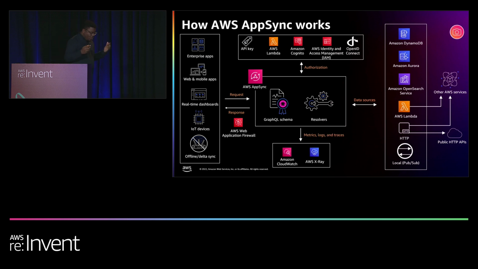And finally, observability is key for your AppSync API. So you can set up metrics, logs, and traces to ship using Amazon CloudWatch and AWS X-Ray as well.